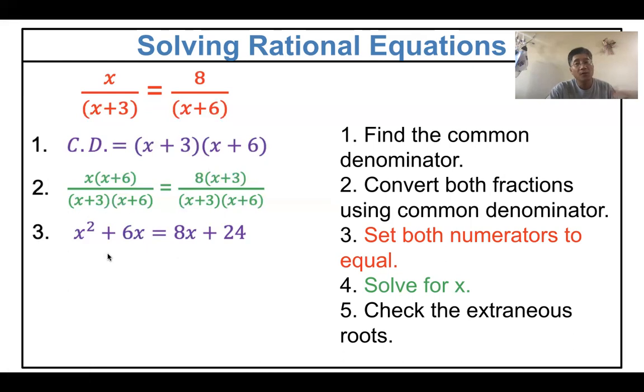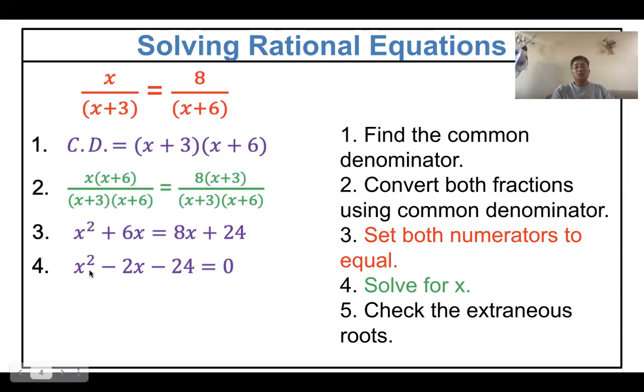When you change the side, you change the sign, right? So you are going to subtract 8x and minus 24. Think about it: how do you move it? By inverse operation: minus 8x, minus 8x, minus 24, minus 24. That's the same as changing the sign. All right. So x squared plus 6x minus 8x is minus 2x, and then minus 24.